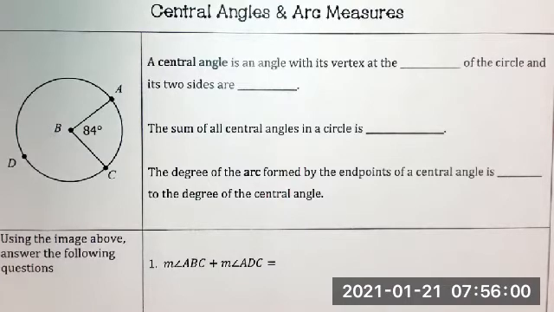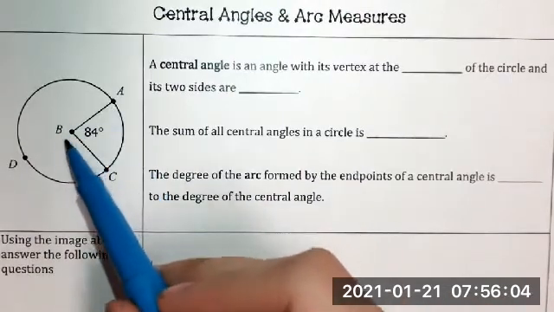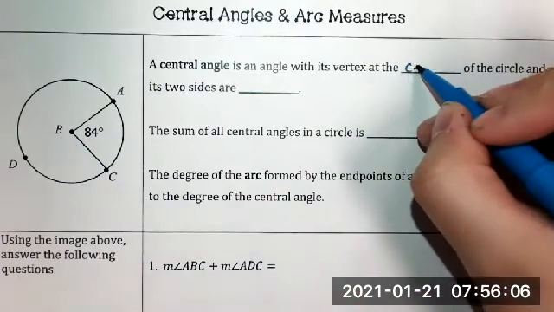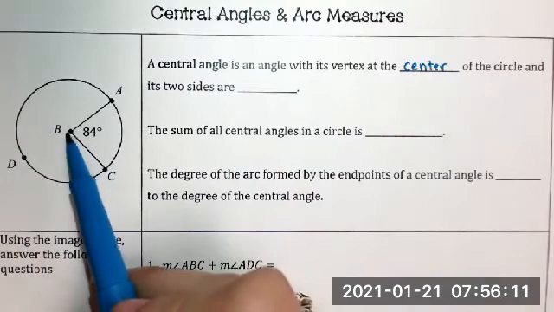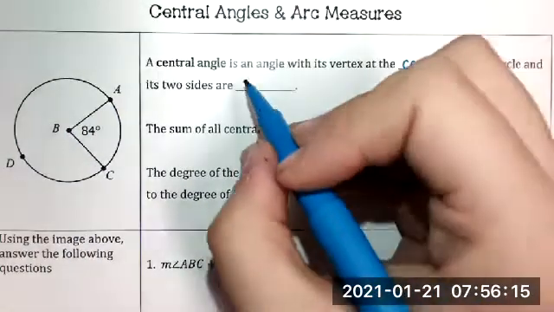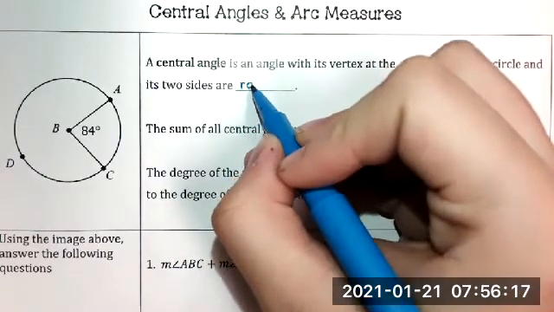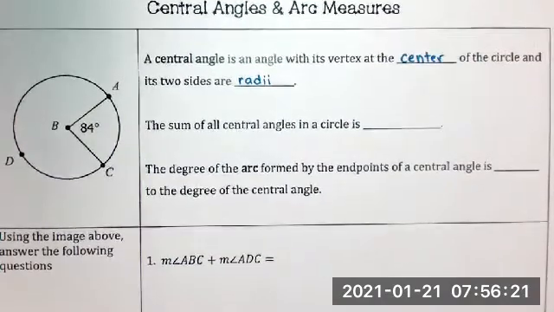So a central angle, by definition, is an angle with its vertex at the center of the circle. And its two sides go from the center to the edge of the circle. By definition, that's a radius. So the two sides are radii, which again, is just the plural form of radius.